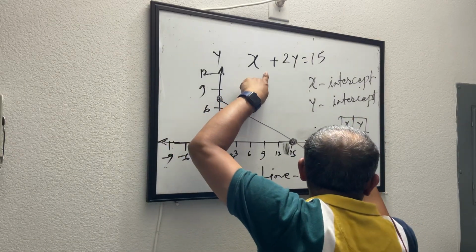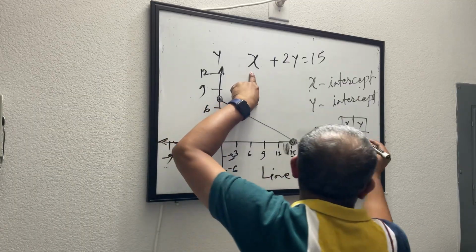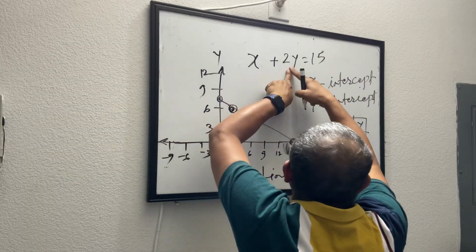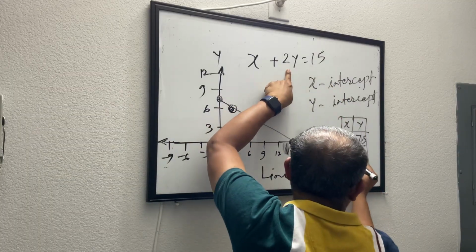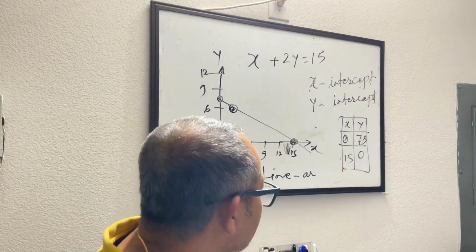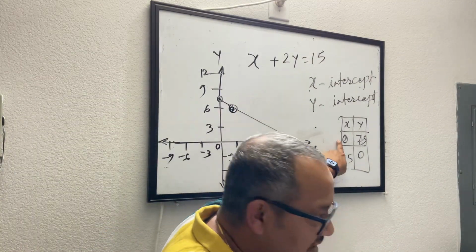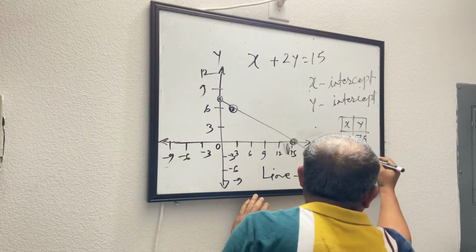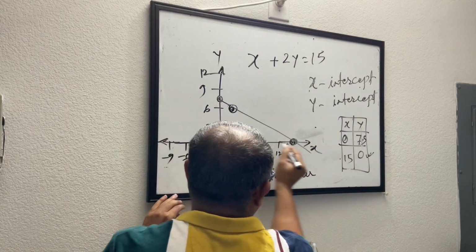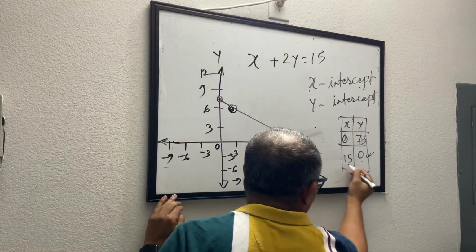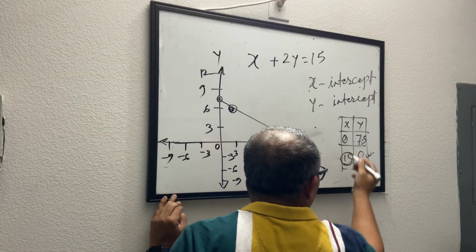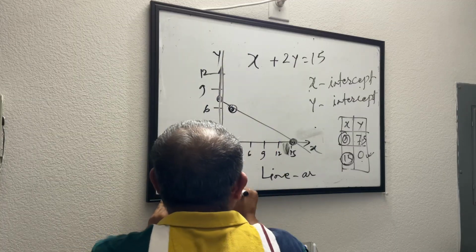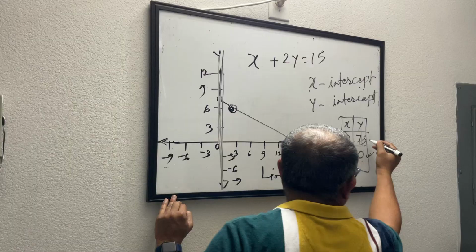Let's plot the table from this equation. When x is 0, y was 7.5. When y is 0, then x was 15. Okay? By looking at the table, you can see which one is the x-intercept. X-intercept is where y is 0. Meaning, on this line, every value of y is 0. When y is 0, that is your x-intercept. When x is 0, on this line, that is your y-intercept.